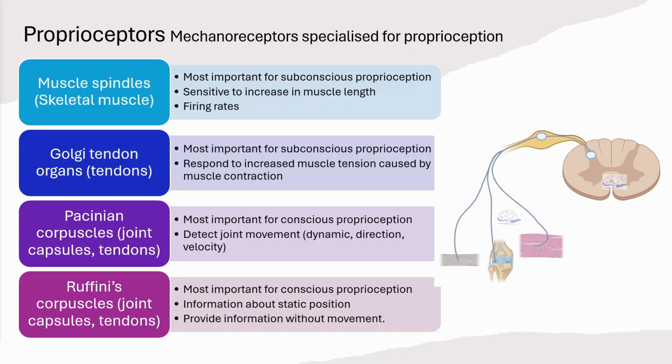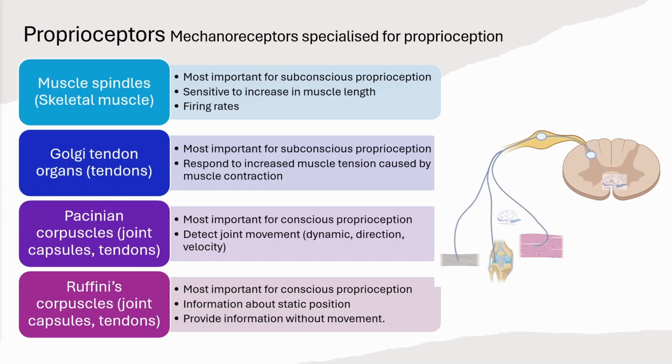So they give that low down information on the muscle straight up to the cerebellum, which will then coordinate that muscle activity. Also is the Golgi tendon organs, which are in the tendons, again important for subconscious proprioception, and they respond to increased muscle tension, so muscle contraction, and again allow that feedback to the cerebellum to coordinate that movement.